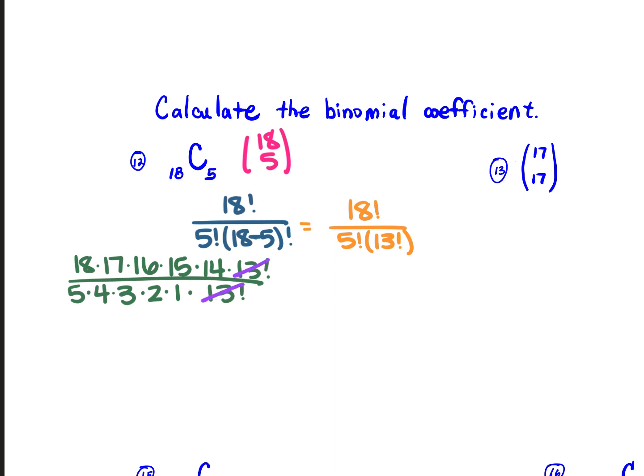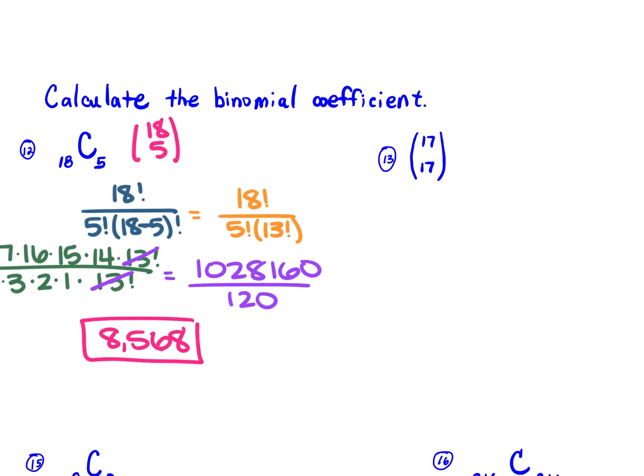Your 13 factorial is the same on the top and the bottom. So from here, in your calculator, multiply this out. 18 times 17 times 16 times 15 times 14 gives us a very large number. 102,816 over 5 times 4 times 3 times 2 times 1, which is 120. If you divide these two numbers, 102,816 divided by 120, you should get 8,568.